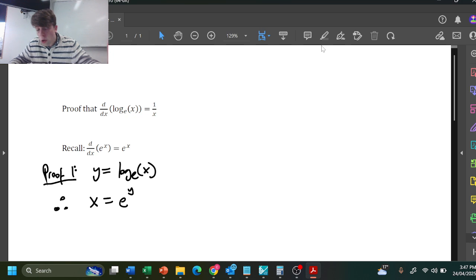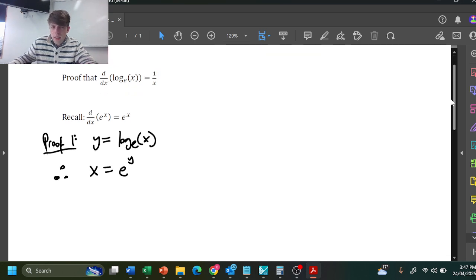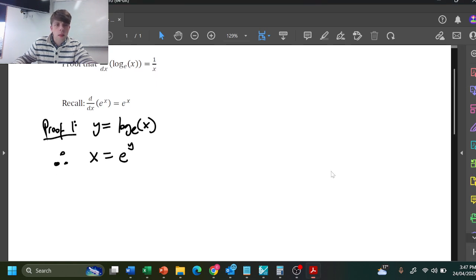The power at the top is called the logarithm. So we can write these two expressions in exponent form or logarithm form, and these two things are equivalent. If we accept that, we can take the derivative of this with respect to y. So what is dx/dy of this expression? What we have here is e to the power of y, so if we differentiate that with respect to y, we just get e to the power of y.